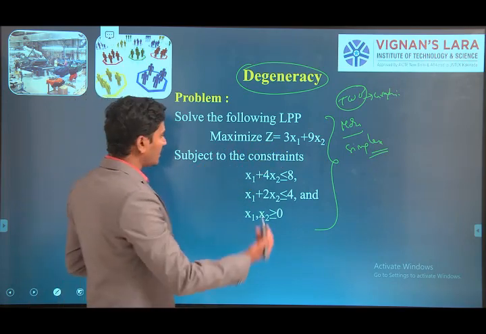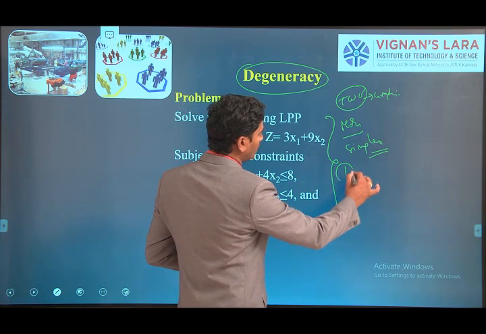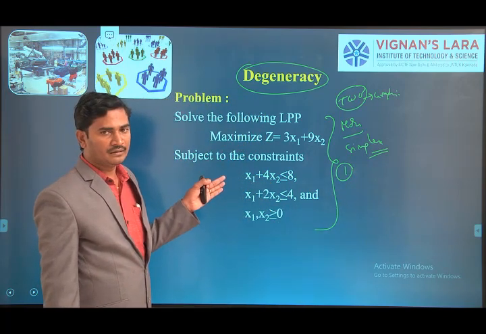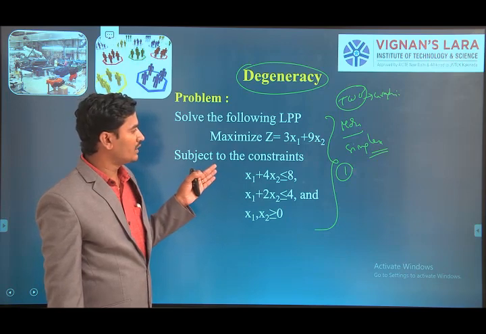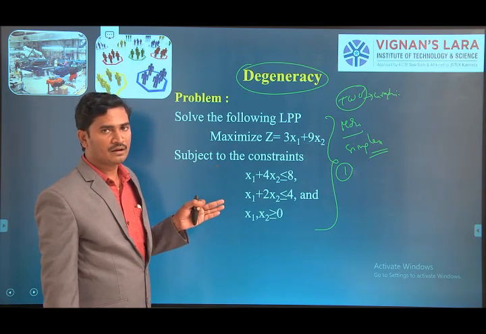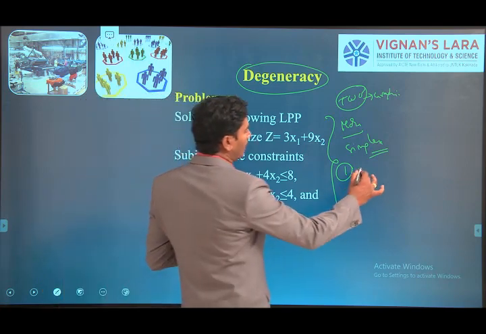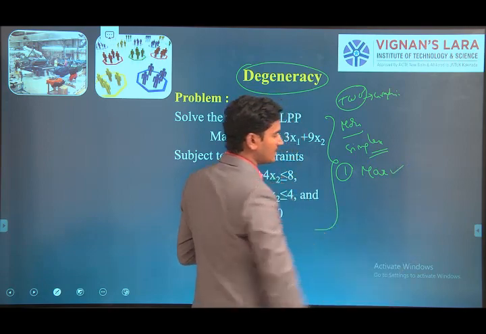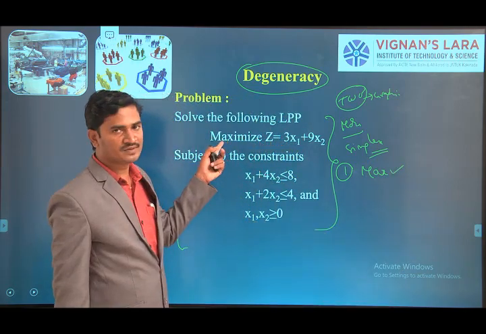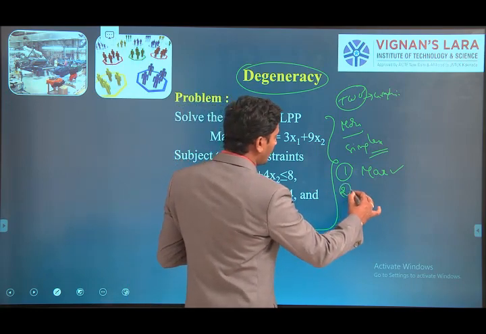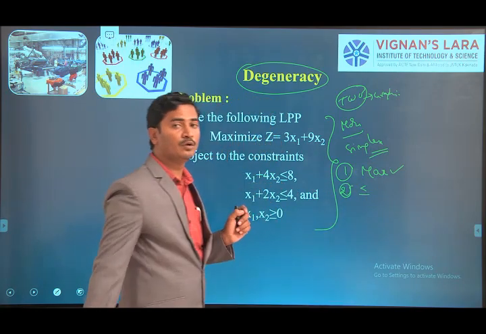Okay, what is the standard form of simplex? If we have to apply the simplex method to an LPP, then we have to check whether the given problem is in standard form or not. First, what is the rule? The objective function must be in maximization. The given objective function is in maximization, so this is satisfied. Second rule: all constraints must be less than or equal to type.